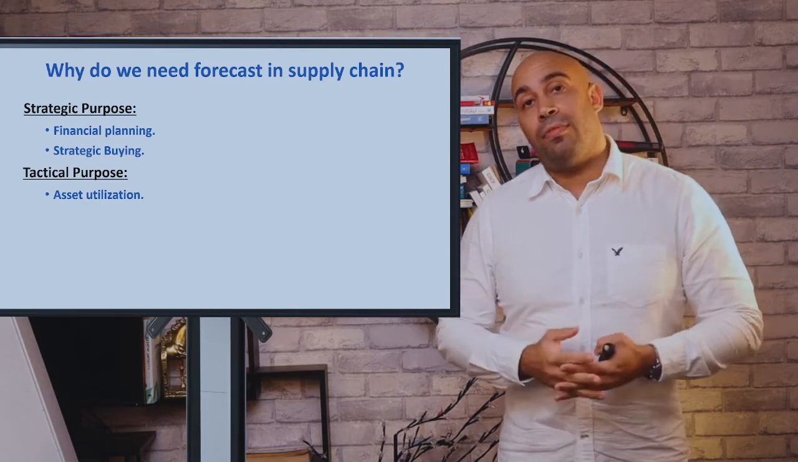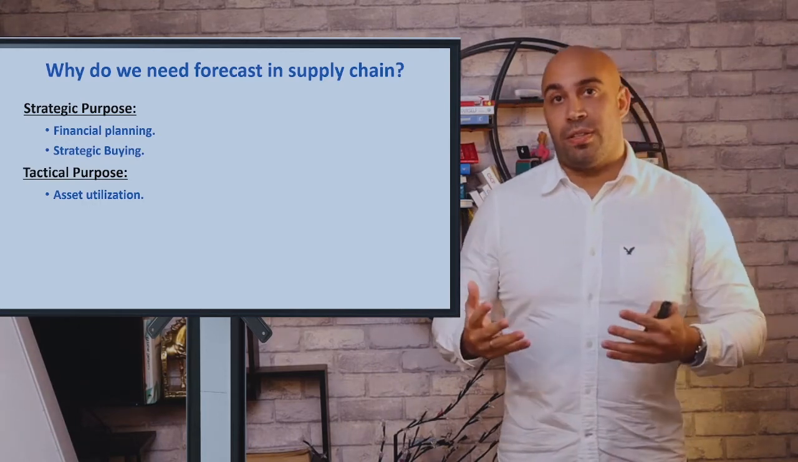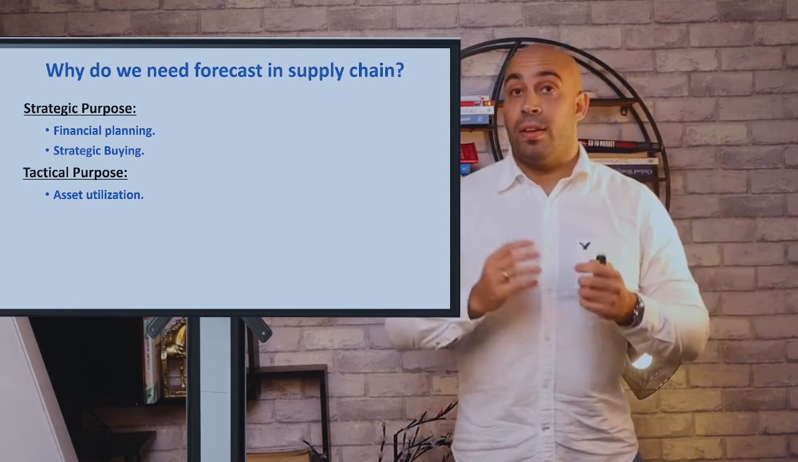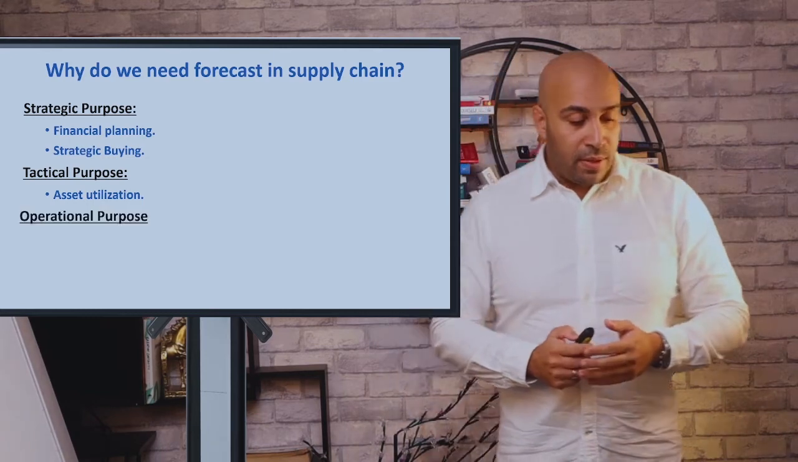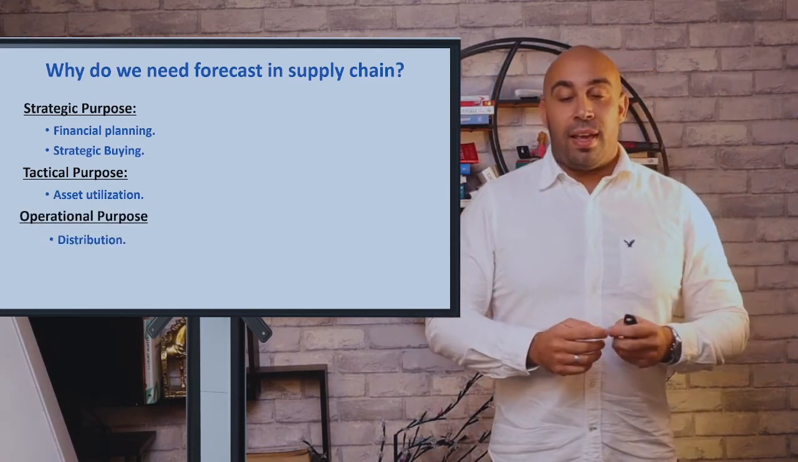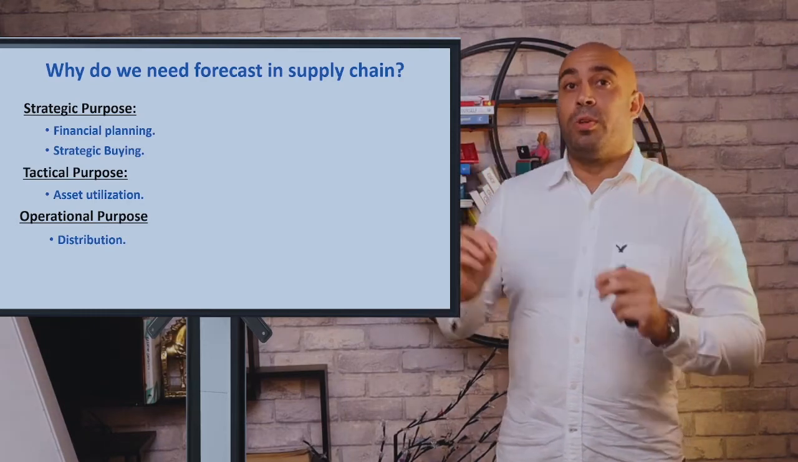Maybe I could have, or I need to have, capital expenses, CapExes. So I need to raise these CapExes in order to fulfill this demand earlier and earlier. Then the lowest level, which is the operational purpose. And from that level, I would say thinking about distribution.